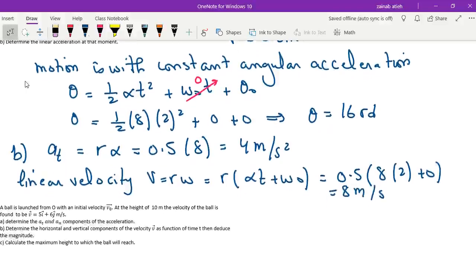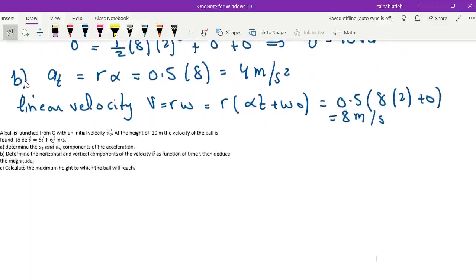Okay, now a ball is launched from O with an initial velocity v0 at a height of 10 meters. The velocity of the ball is found to be v equals 5i plus 6j meters per second. Determine the AT and AN components of the acceleration. I have to find AT and AN.